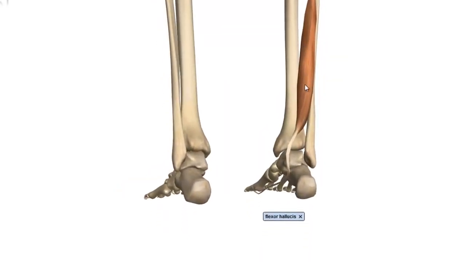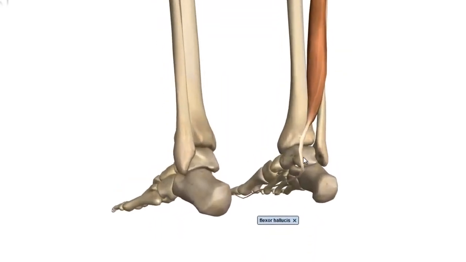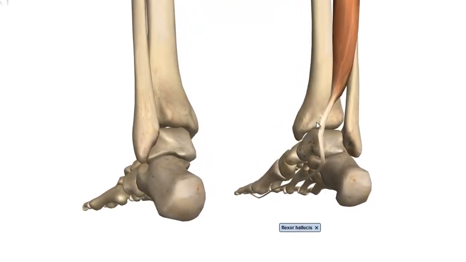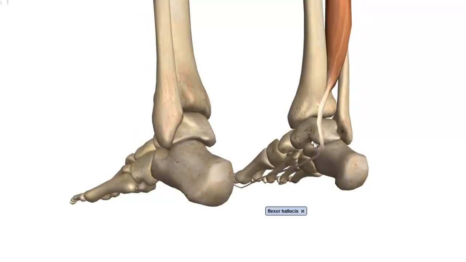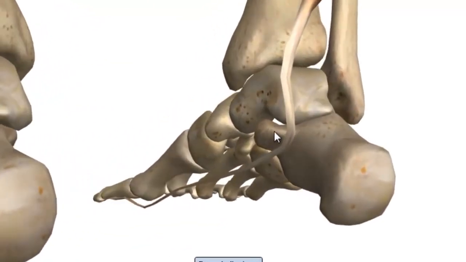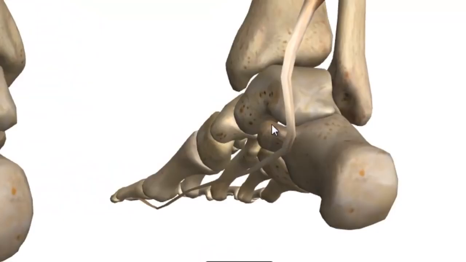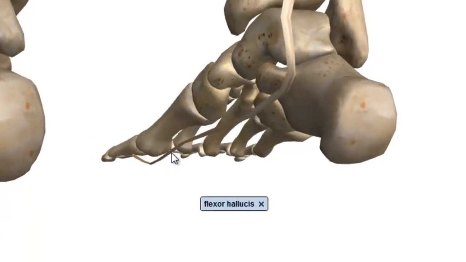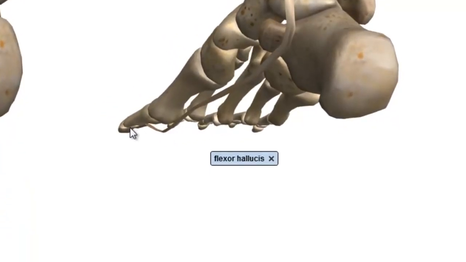So we'll just follow this muscle down, and you can see the tendon passing through a groove on the talus, which is this bone here, and then it passes under this shelf of bone. This little shelf of bone is on the calcaneus, and it's called the sustentaculum talus. So you can see that flexor hallucis longus tendon passes underneath this shelf, and it runs down to the base of the distal phalanx of the great toe.